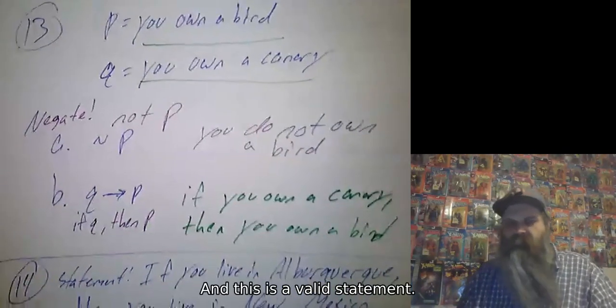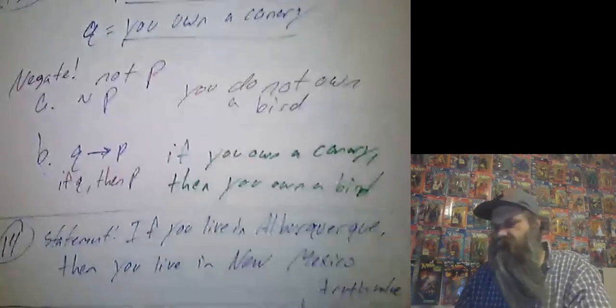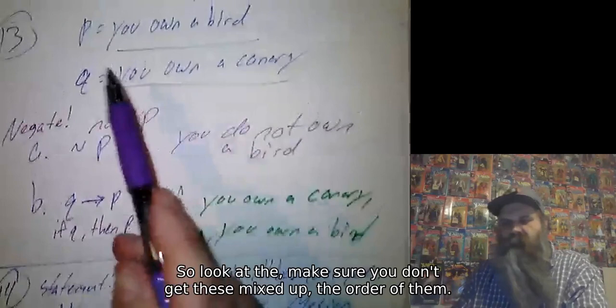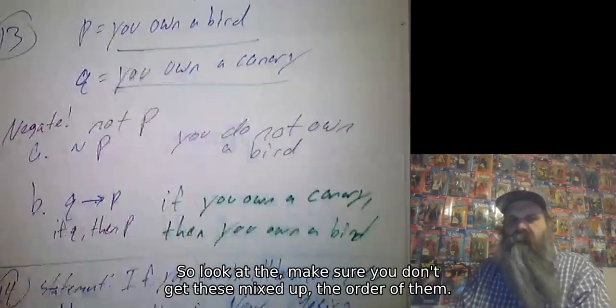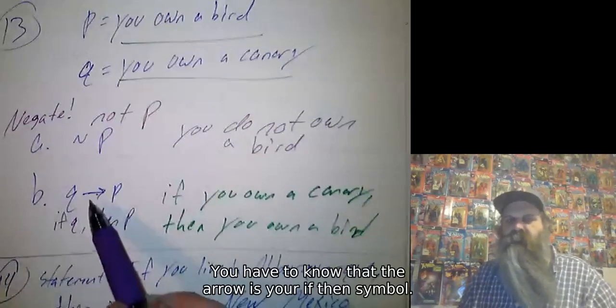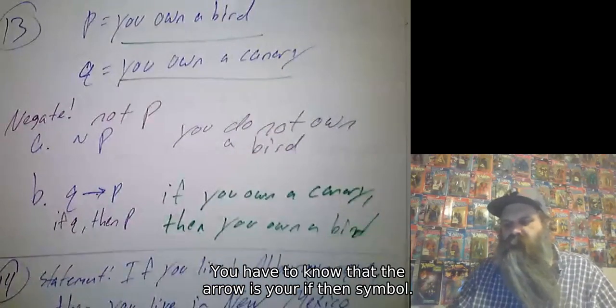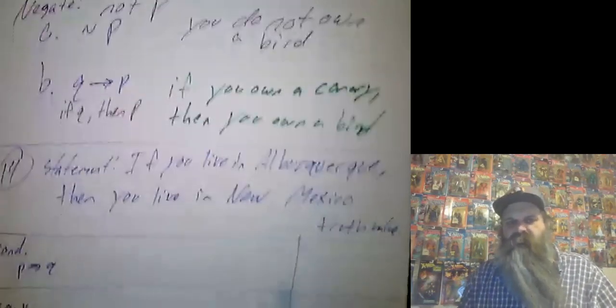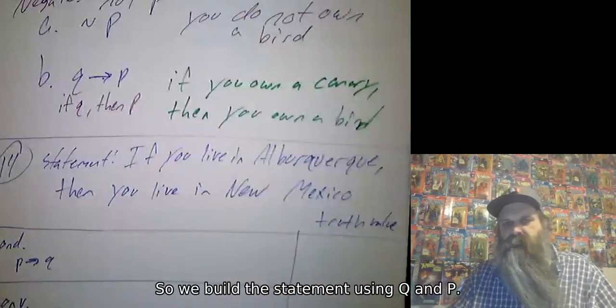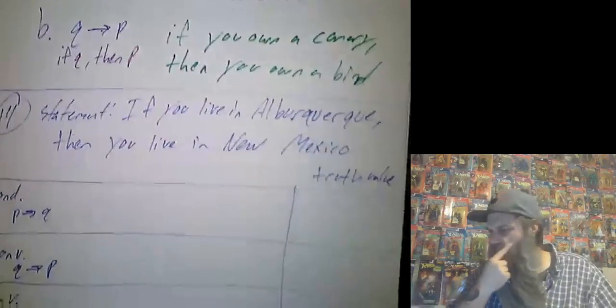And that's a valid statement. If you own a canary, then you own a bird. So make sure you don't get these mixed up, the order of them. It tells you what P is, it tells you what Q is. You have to know that the arrow is your if-then symbol. So we build the statement using Q and P.